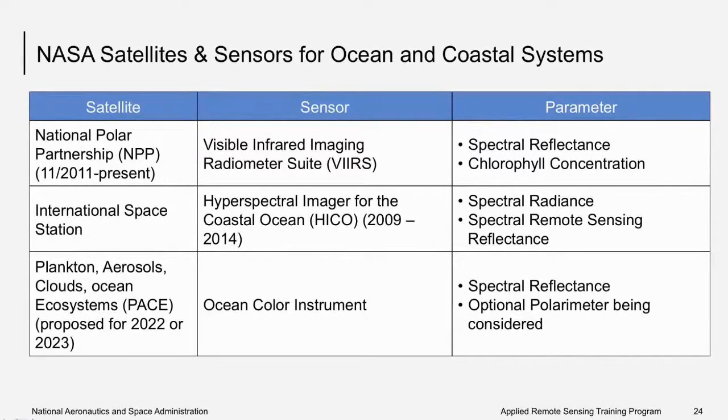The International Space Station can be considered a satellite used for ocean color observations. The Hyperspectral Imager for the Coastal Ocean, or HICO, rode aboard the ISS for 5 years from 2009 to 2014. This was a high spectral resolution sensor, sometimes referred to as an imaging spectrometer or hyperspectral sensor.